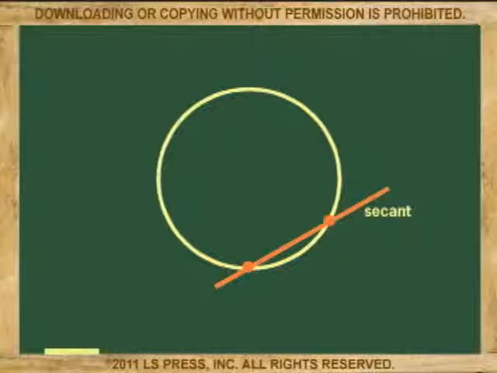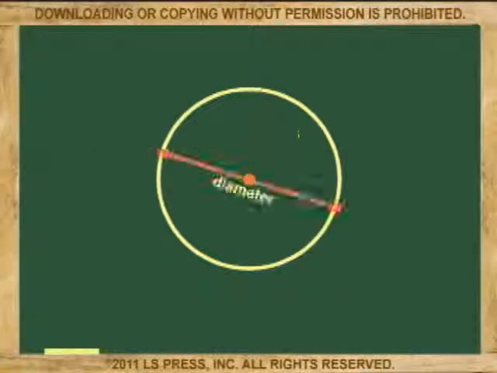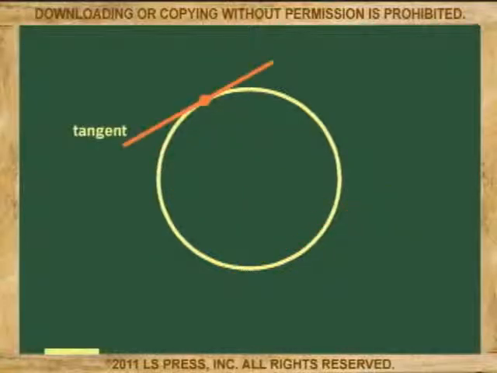That means that it could be an external line, or it could also be a ray that starts at the circle. If the line touches the circle at one point only, at the corner of course, then the line is called a tangent. Now let's review the names: radius, diameter, chord, secant, and tangent.